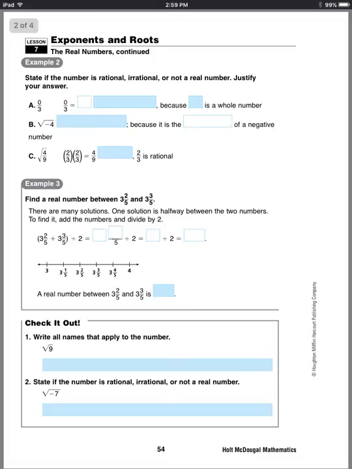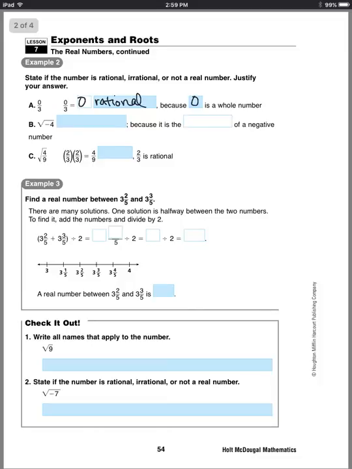State if the number is rational, irrational, or not a real number. Justify your answer. So, 0 over 3. 0 divided by 3 is 0. You can have a 0 in the numerator and it's still 0. It's okay. So 0 is rational because 0 is a whole number.